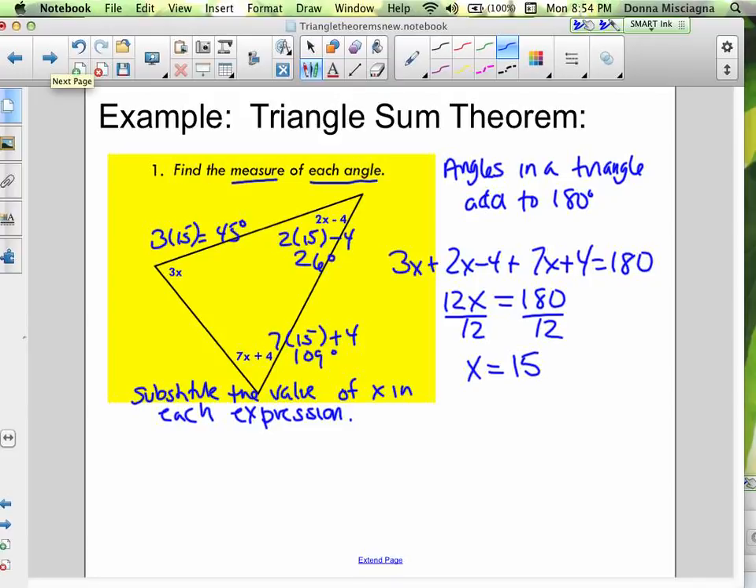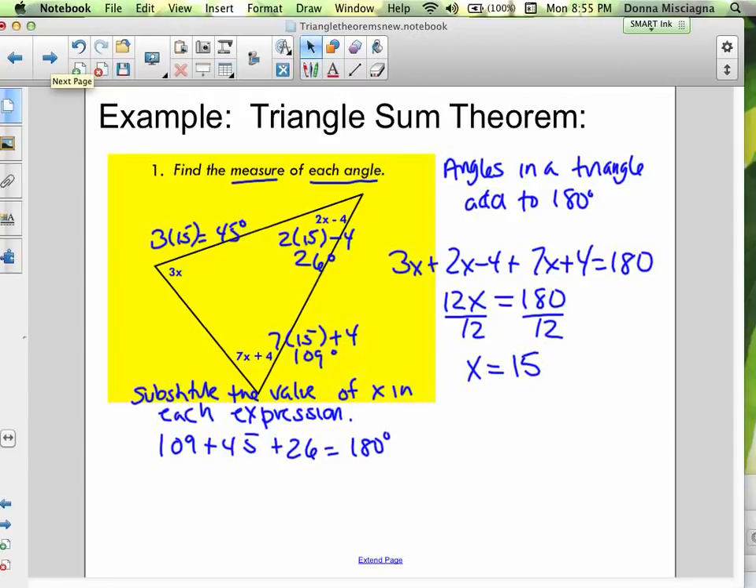So 45 plus 109, that's 154. And 154 plus 26, actually let's write that down. So 109 plus 45, right, that was 154. And 154 plus 26 is going to give us 180. Okay? And it works out, right? So that must be correct. Let's do another problem. I actually have 3 more problems for you.